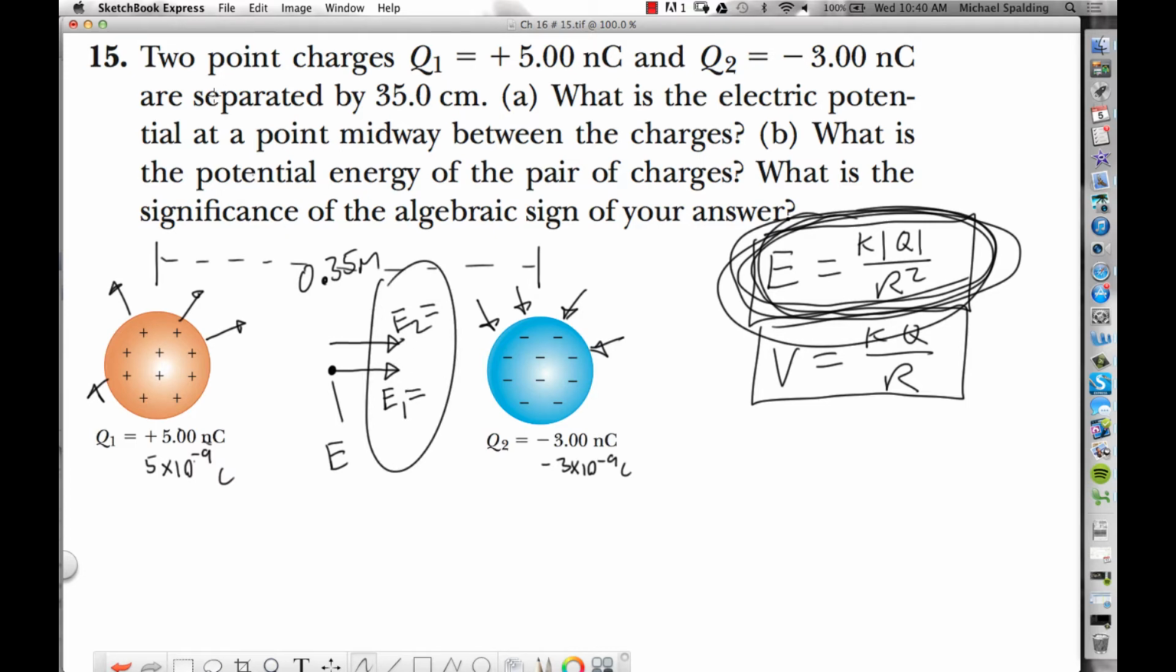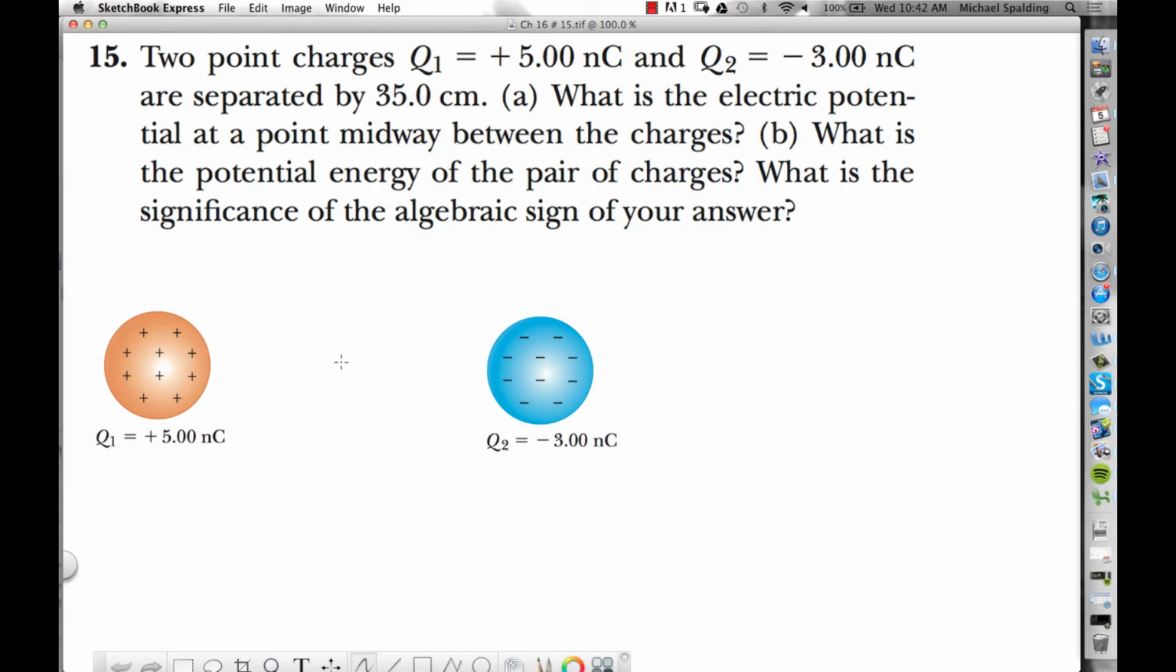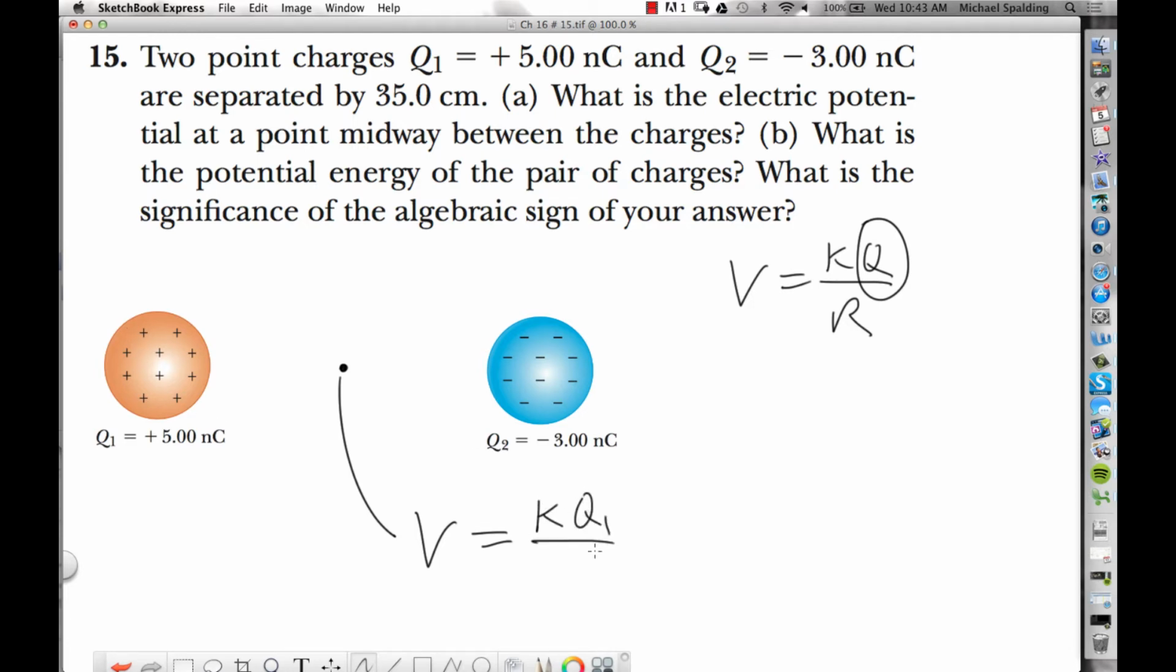So now, let's answer this question. Let's do electric potential. Electric potential is nice and easy, right? Because all you got to do is take the algebraic sum. The equation we're using is KQ over R. Notice the Q is not absolute valued. If it's minus, you got to plug it in as minus. So we're going to go K, so this guy's charge 1, it's going to be Q1 over R1 plus K Q2 over R2.